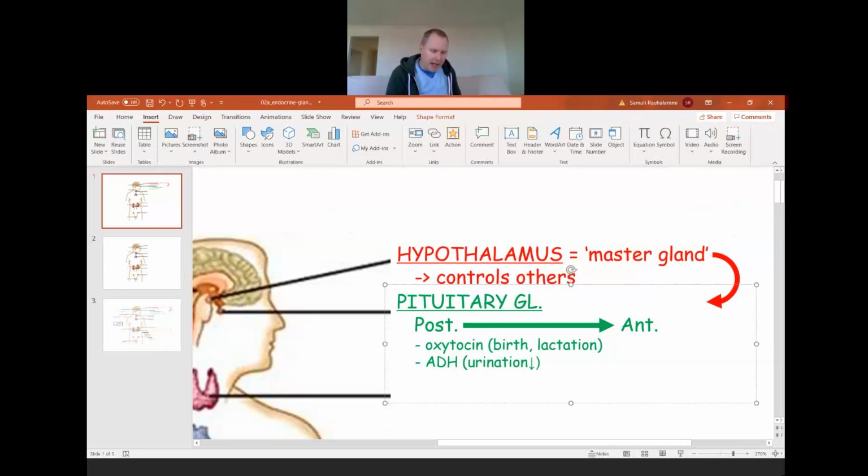Oxytocin is involved with lactation and with the delivery of the child, controlling the process of birth, and then the ADH, which was all about reducing the production of urine.